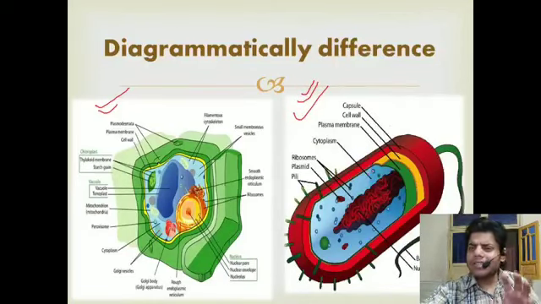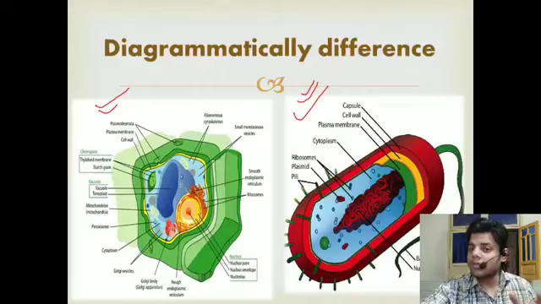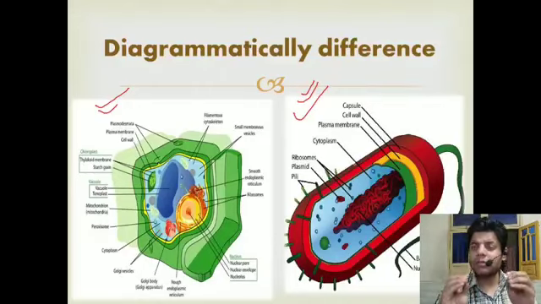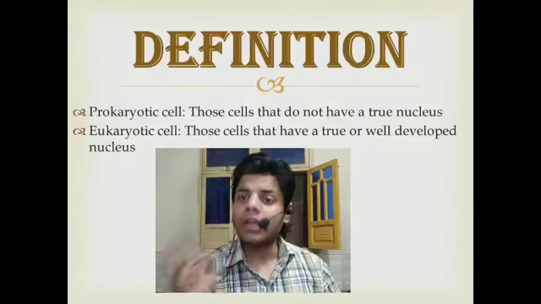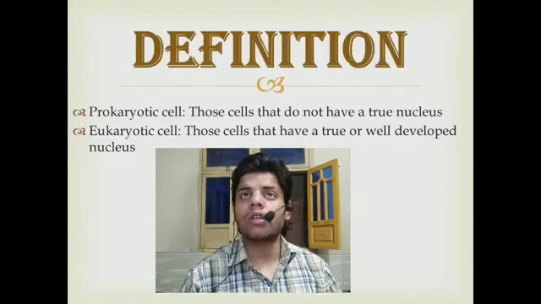On the other hand, this one cell is very simple. They don't have cytoplasmic organelles, and if you see, they don't have a true nucleus. They have a cell membrane and cell wall as well. Okay, so this is a little difference diagrammatically, that is how we can identify the prokaryotic cell and the eukaryotic cell. So let's go to the next slide.